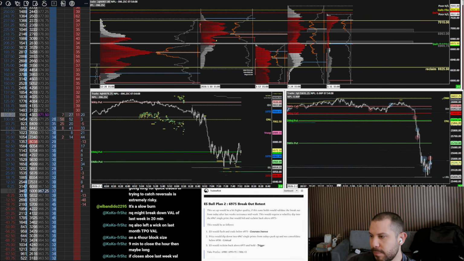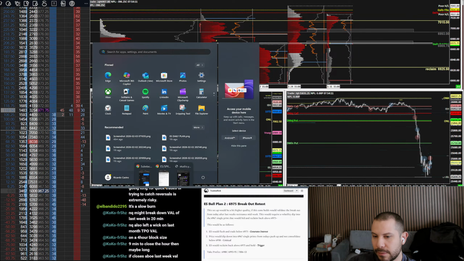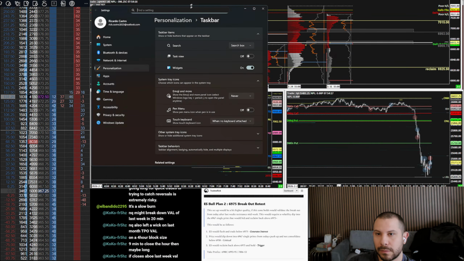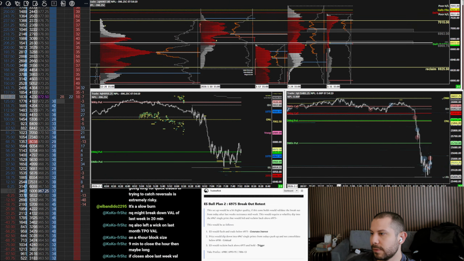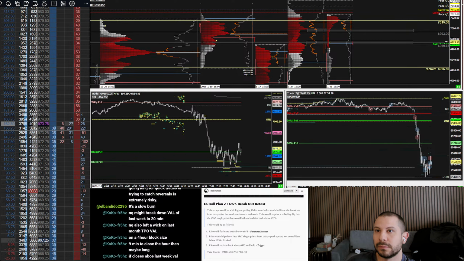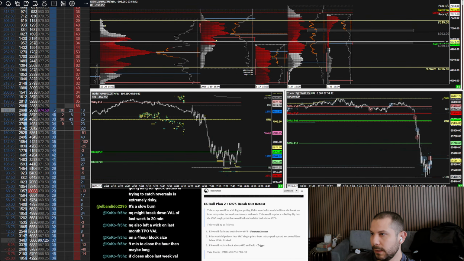Why is my taskbar not opening up here, bro? Come on. Do I have to change the settings? What's going on over here? Keep trying to open my taskbar and it won't open. No. Low now? Come on, bro. Still won't open. Whatever.